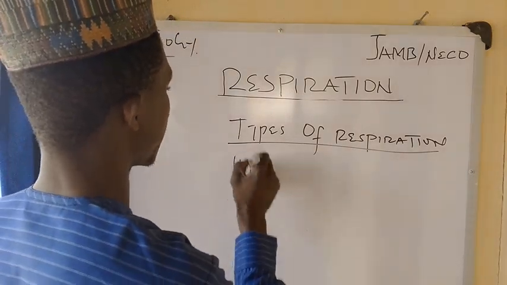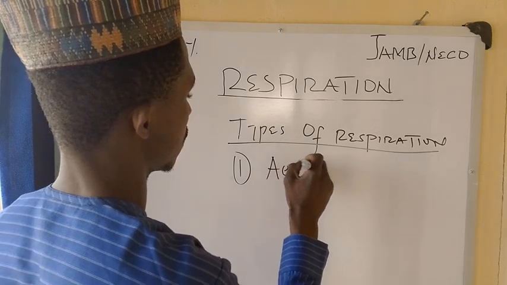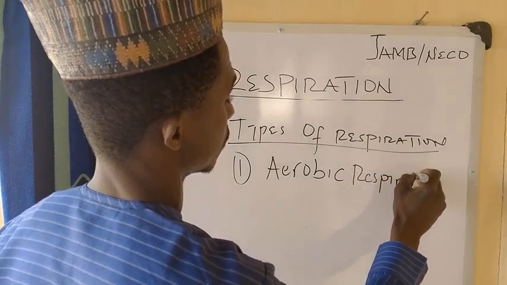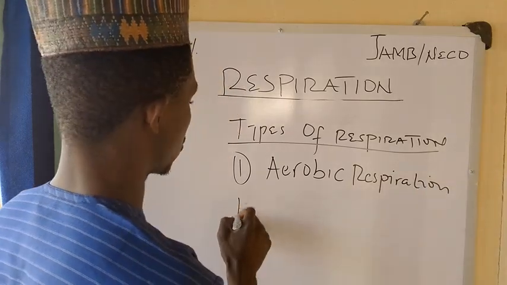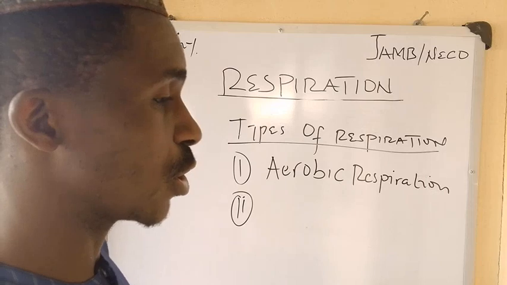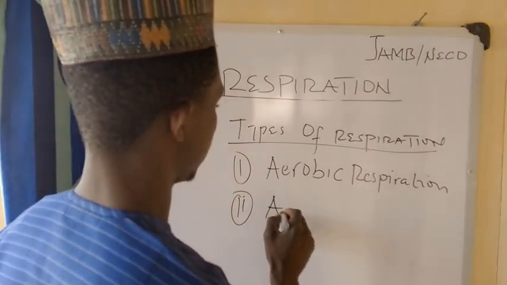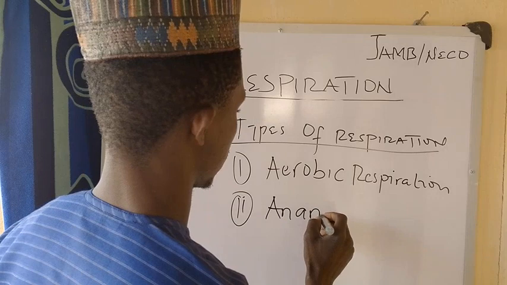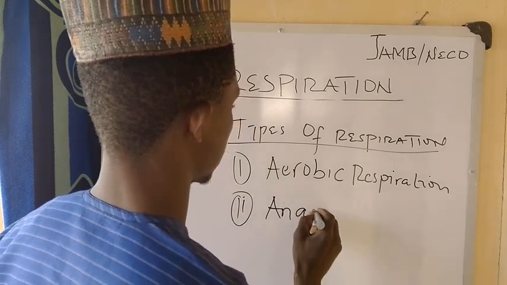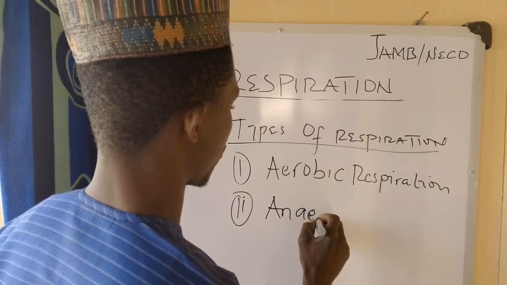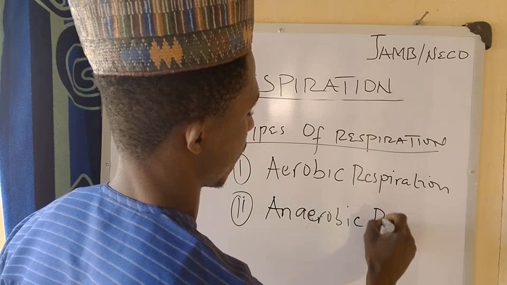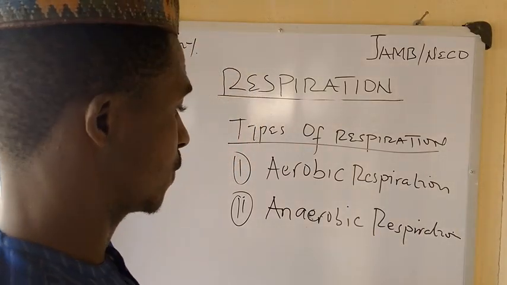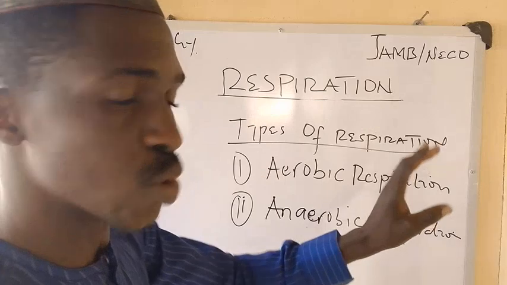One is called aerobic respiration. And 2 is called anaerobic respiration. So can you see these are the basic 2 types of respiration?